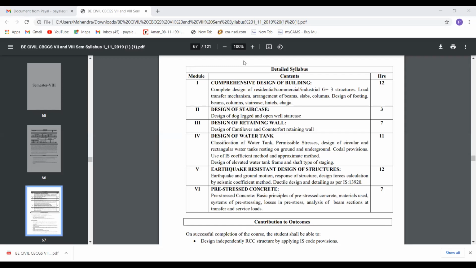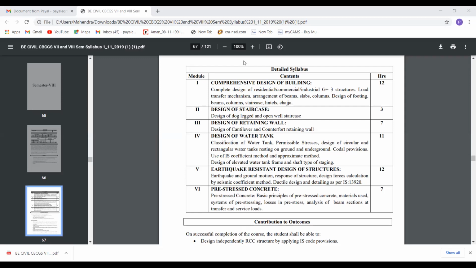For that, you will require IS 13920. For earthquake resistant design, the IS code prescribed is 13920. And for all the other designs, you are having IS 456:2000. So you need IS 456:2000 before we start the design.